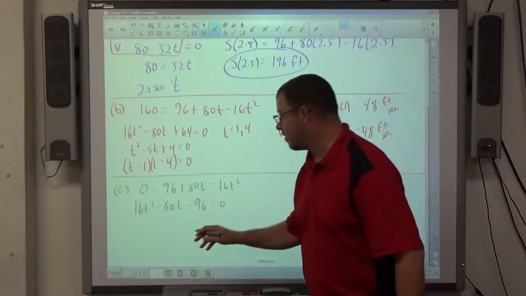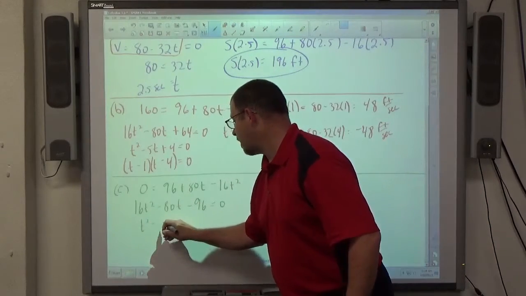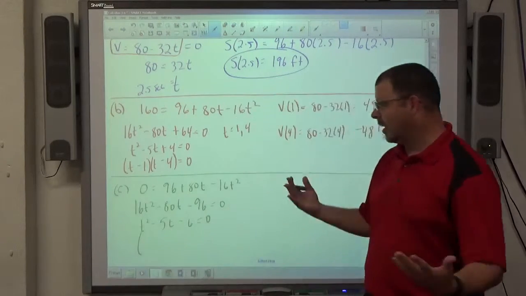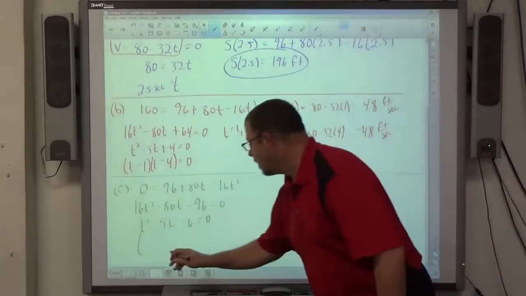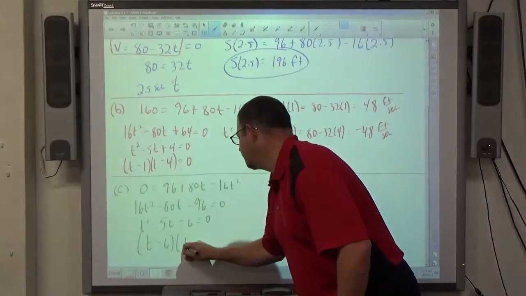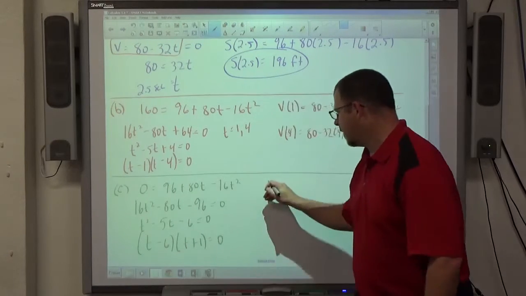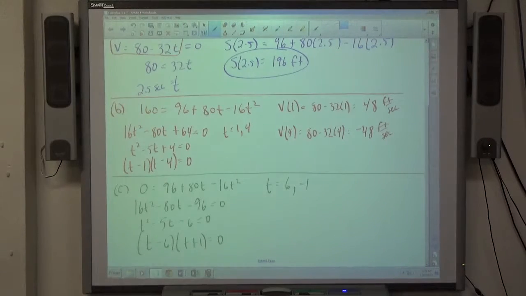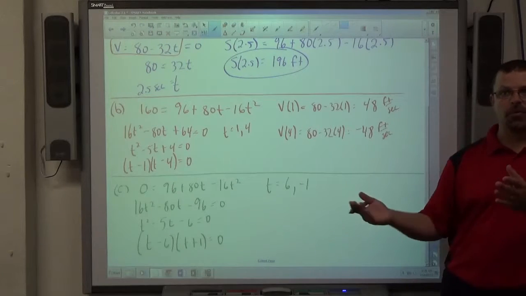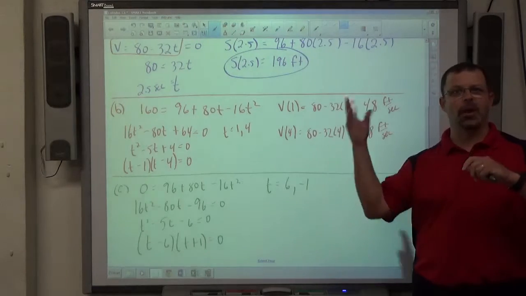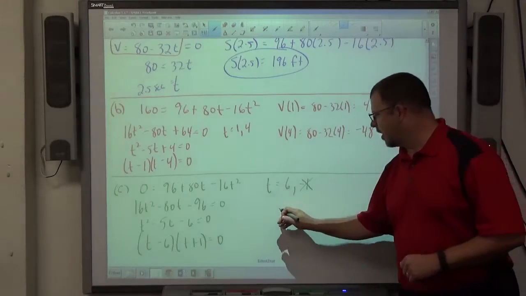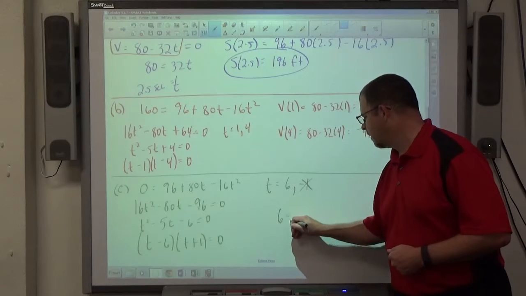Everything divides by 16 again, so I'm going to get t squared minus 5t minus 6 equals 0. Looking at factoring, I can see an easy way to factor it: t minus 6 times t plus 1. That gets me a time of 6 seconds or negative 1 second. Which of those two numbers do you think we want? 6, right? Because negative 1 happened before we let go of the ball. At the moment we let go of the ball, that's time equals 0. Any time before 0 doesn't count. So 6 seconds. So question C, when does it hit the ground?